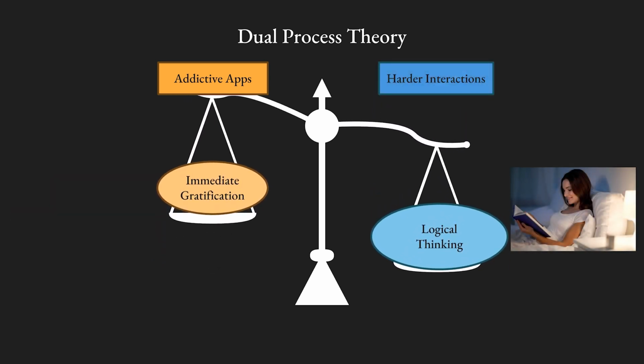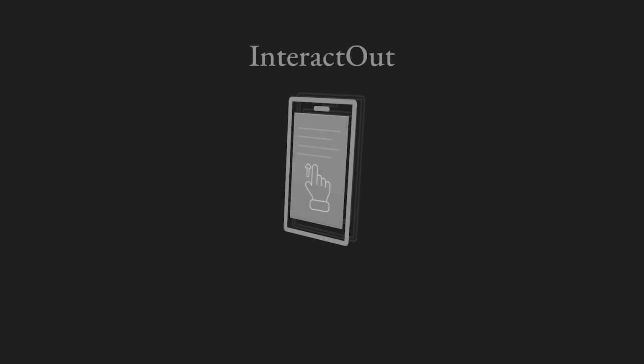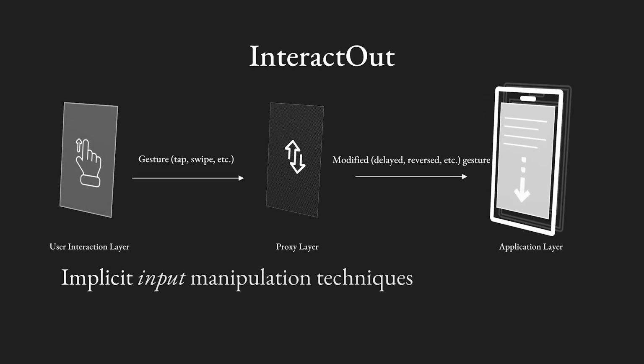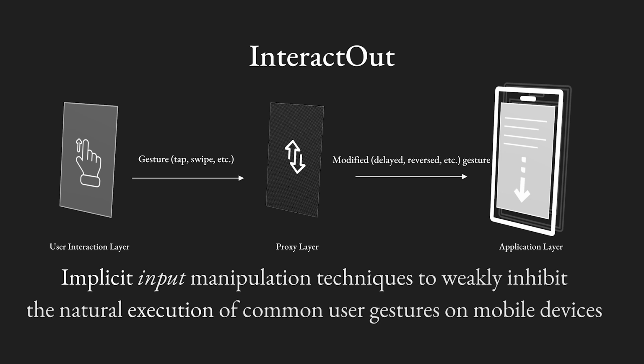This sheds light on our idea of manipulating input to introduce a mismatch between the issued command and the output on the screen. We present the design and implementation of InteractOut, a suite of implicit input manipulation techniques that leverage interaction proxies to weakly inhibit the natural execution of common user gestures on mobile devices.